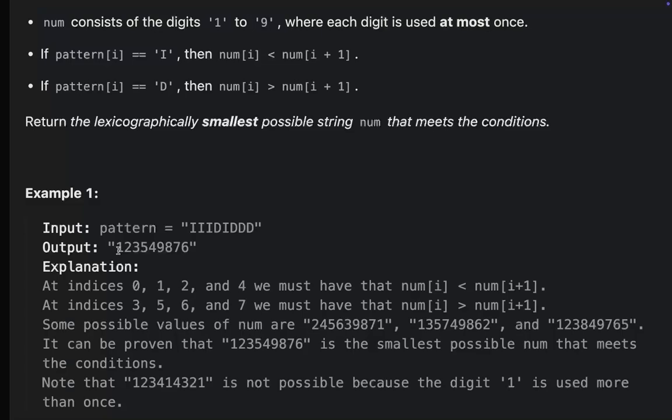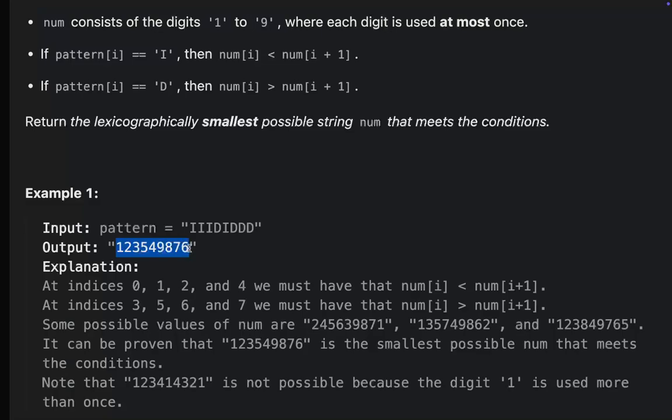So we can start from any first character, either 1, 2, 3, 4, 5, 6, 7, 8 till 9. Then the next is I, so the next character must be greater than the previous. Then next is I, it must be greater than previous. Then this, it must be greater than previous. Then D, it must be smaller than previous. Then I, so 9 is greater than 4. Then D, 8 is smaller. Then D, 7 is smaller than 8. Then D, 6 is smaller than 7.